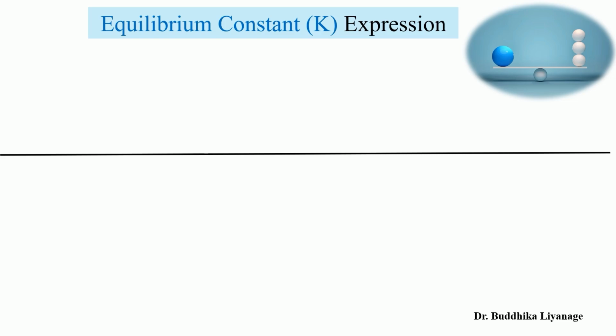Equilibrium constant K expressions. How we can write K expressions in terms of concentration and pressure. Equilibrium constant K in terms of concentration, the formula is product concentration divided by reactant concentration.